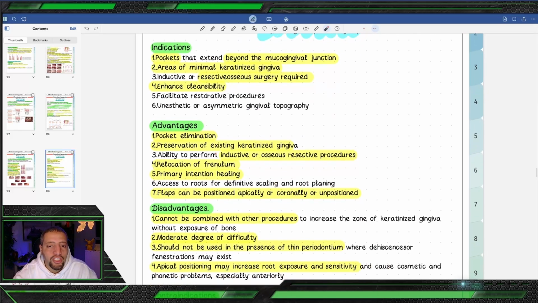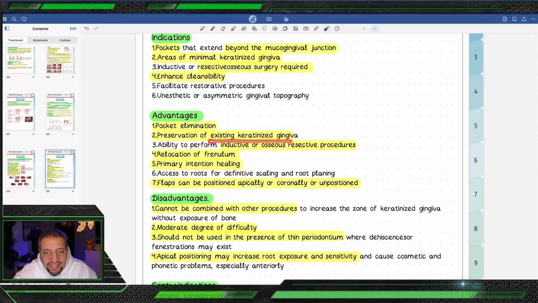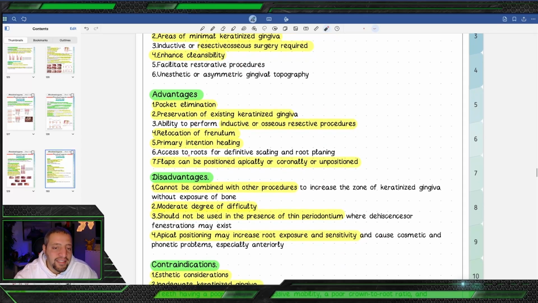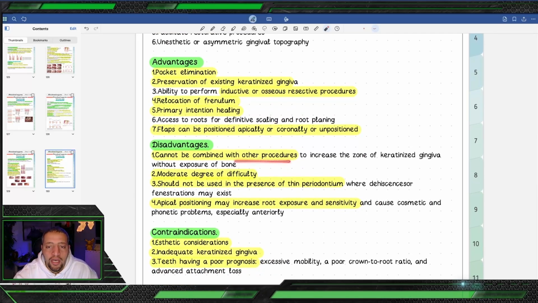Advantages: pocket elimination, preservation of existing keratinized tissue, ability to perform inductive or osseous resective procedures, relocation of the frenum. Sometimes we do this one when the frenum is leading to recession in the area. Primary intention healing, not like secondary intention like gingivectomy. Access to the root for definitive scaling and root planing, and the flap can be positioned apically or coronally or undisplaced. So this technique can be used this way, and this way is indicated in plastic surgery. This advantage cannot be combined with other procedures.